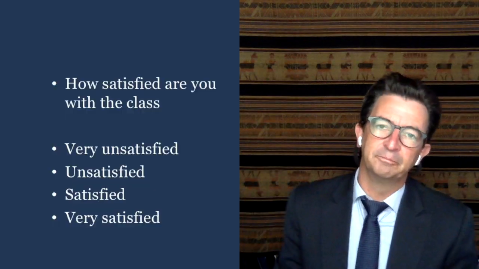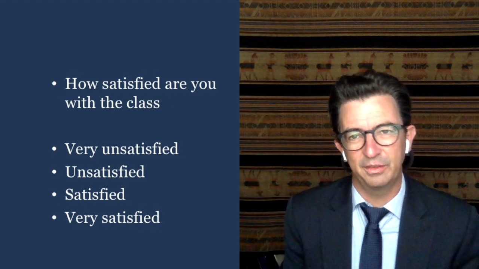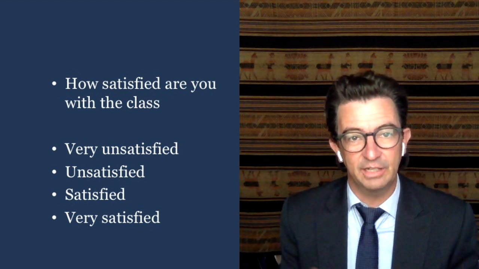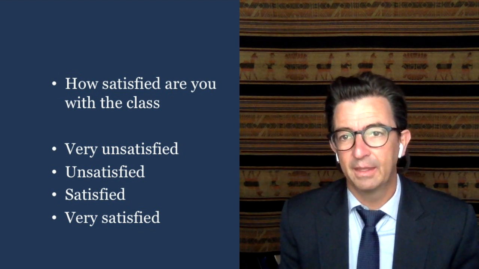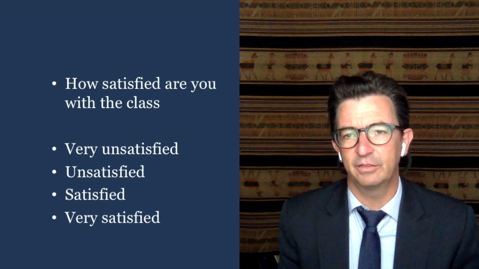So, for example, when evaluating a service or product, ask questions about the attributes of the product rather than general questions about how happy or how satisfied people are with a service, because these are ambiguous measures. Let me give you this example. Let's say we want to know about your satisfaction with the class. Well, if I ask you, how satisfied are you with the class? And you can answer very unsatisfied, unsatisfied, satisfied, or very satisfied.